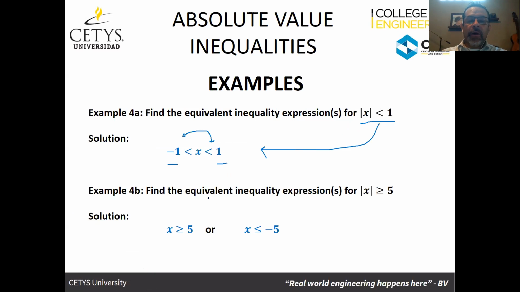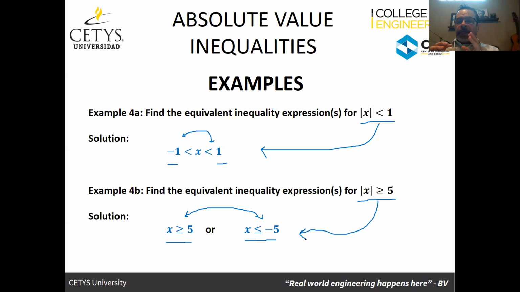Now let's assume that we have another expression: absolute value of x is larger than or equal to 5. How do we represent this inequality as equivalent inequalities? We're going to have two situations. We're going to have x is larger than or equal to 5, and x is less than or equal to minus 5. So we take the positive value, and it's going to be larger than, and the negative value, and it's going to be less than. This would be the equivalent expression in that case.